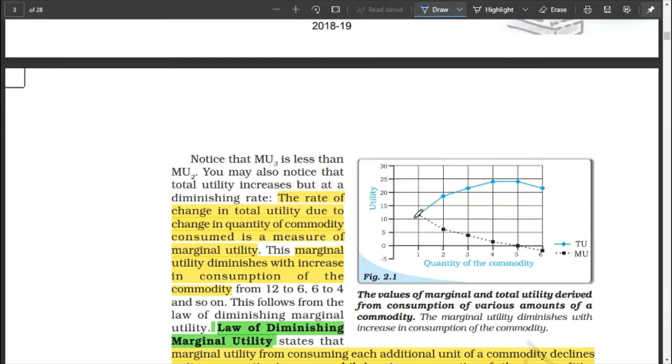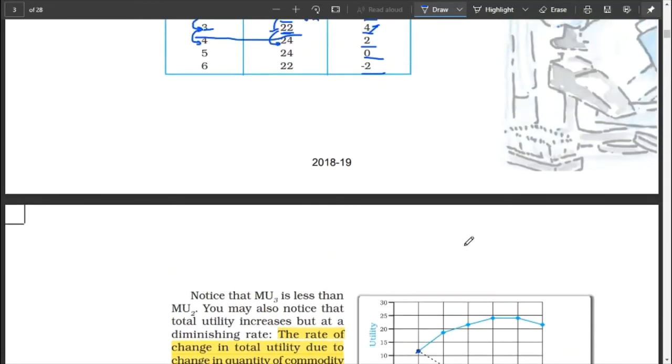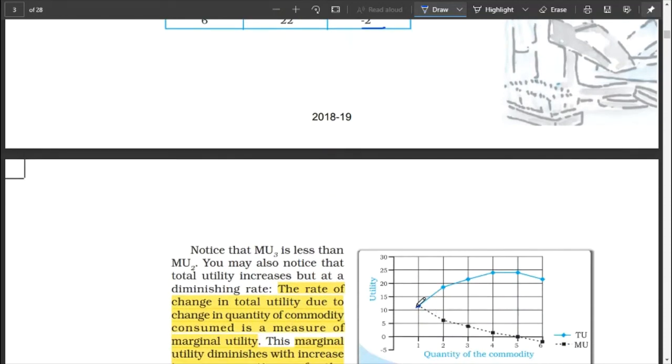You will find that if you consume the first unit, you'll get 12 total utility, then 18, 22, 24, 24, 22. You'll get this shape of TU. This is the TU curve. So it is concave.